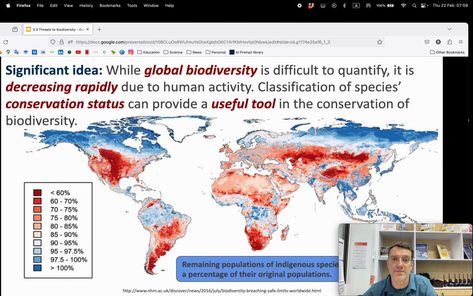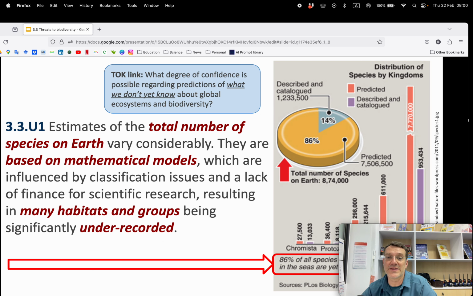Let's get into it. The first big idea is that global biodiversity is difficult to measure exactly, but we are aware that it is decreasing rapidly due to human activities. One of the tools that we use is assigning species conservation status, and that's done through the IUCN, the International Union for the Conservation of Nature.